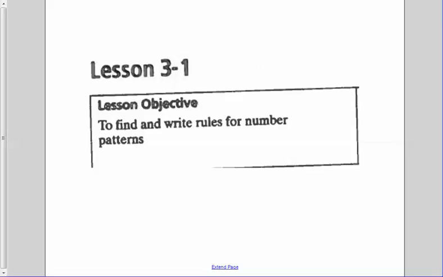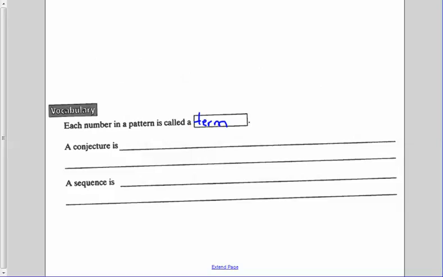In lesson 3.1, we're going to start looking at patterns, and so our lesson objective is to find and write rules for number patterns. When we look at every number in a pattern, each number in a pattern is called a term. And then some more vocab that we need to learn to use is a conjecture. A conjecture would be a prediction about what may happen. So it's like a hypothesis in science, or a guess that you're making. So it's a prediction, kind of like inferencing instead of an observation.